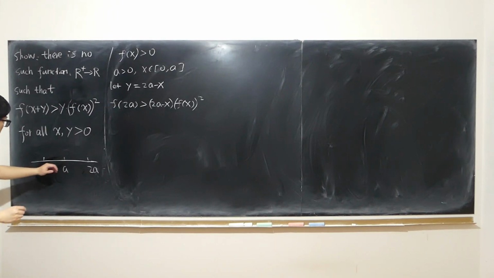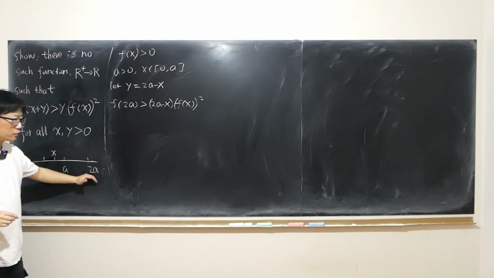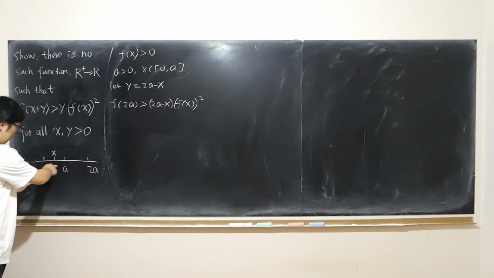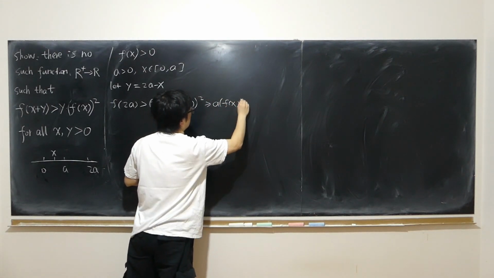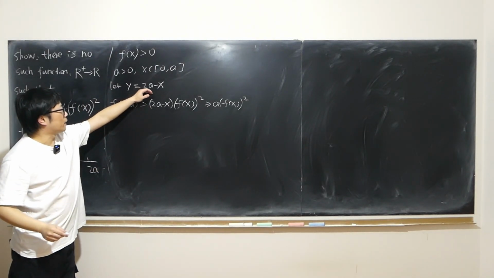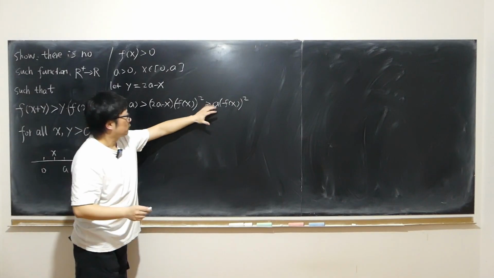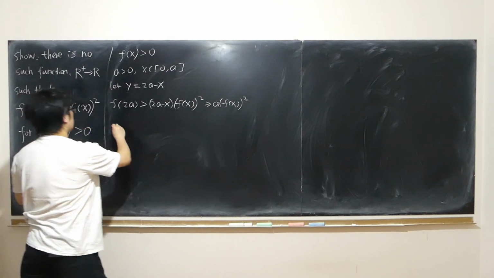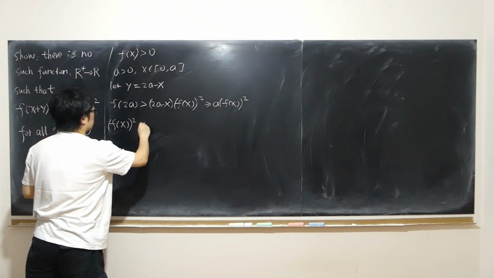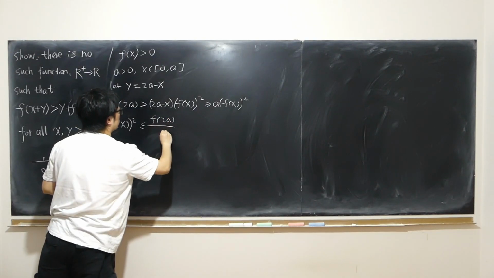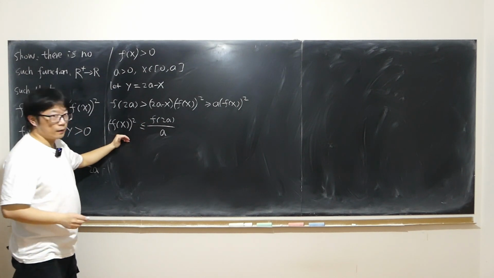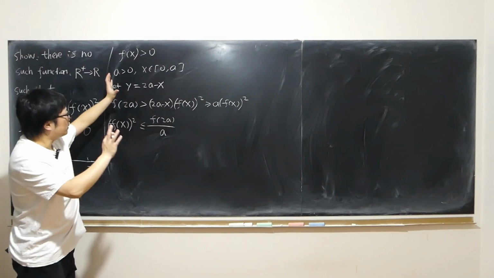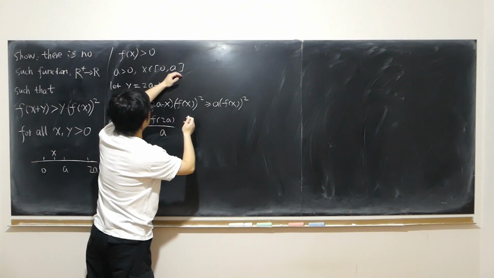Here's a, here's 2a. x is somewhere here. And the reason I use 2a is because now I can say that 2a minus x, worst case scenario, is going to be a. Otherwise, it's going to be greater than a, obviously. So greater than or equal to a times f(x) squared. In fact, here you can use 3a, 4a, doesn't matter. The point is that eventually I reach some positive times some positive. So immediately f(x) squared is less than or equal to f(2a) over a. Because f(x) is always positive, here is some positive number. So f(x) is always bounded above over any fixed interval, 0 to some positive fixed number.